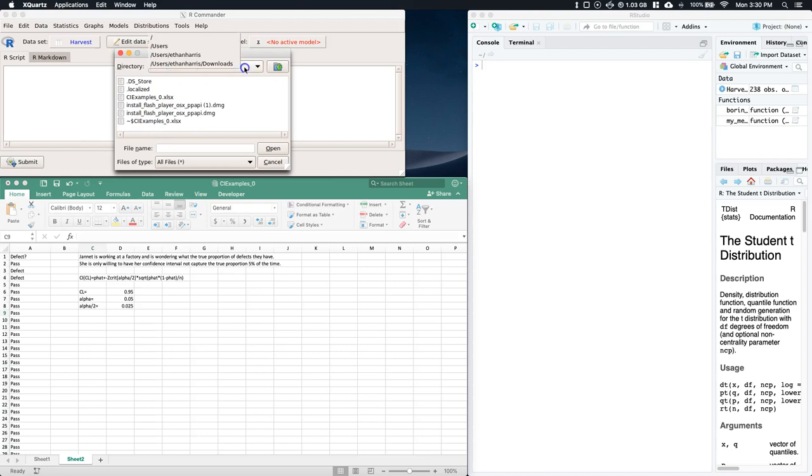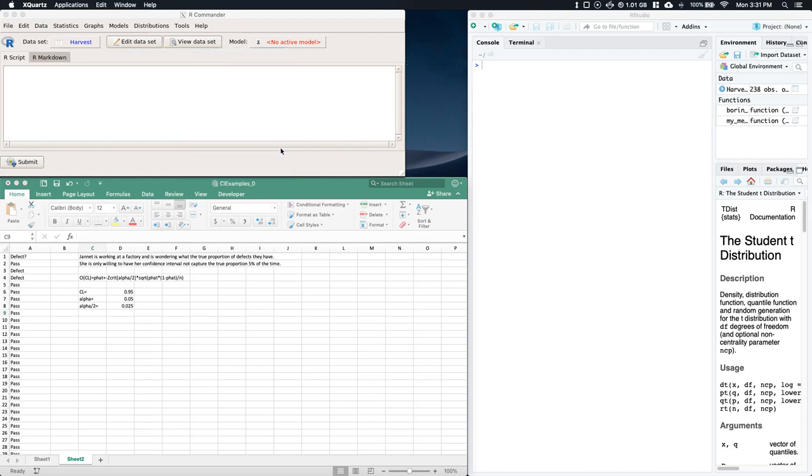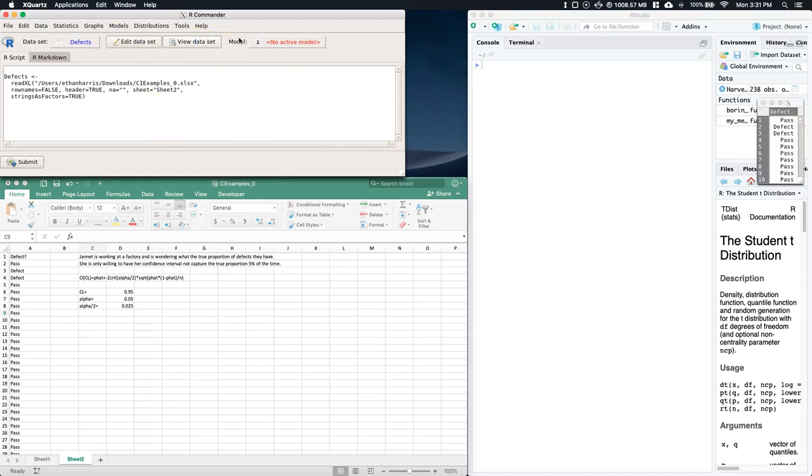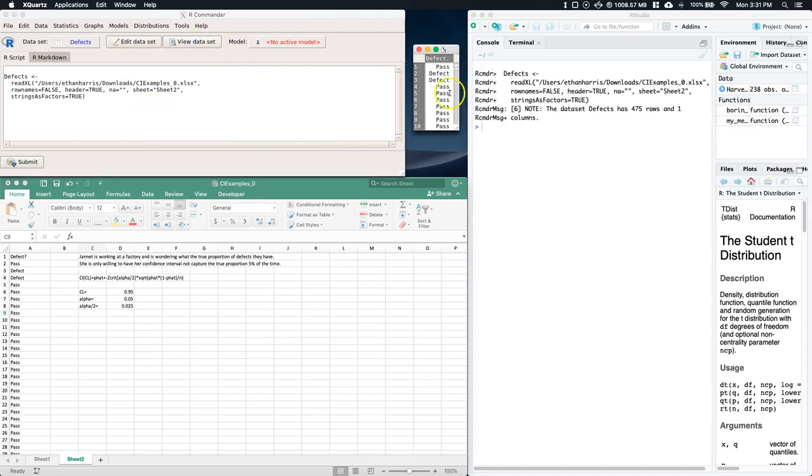And we'll grab that file and open it up. And this one is on sheet 2. I'll click OK. Let's view the data set. And yes, we're looking at our passes and our defects. Great. Close out of there.